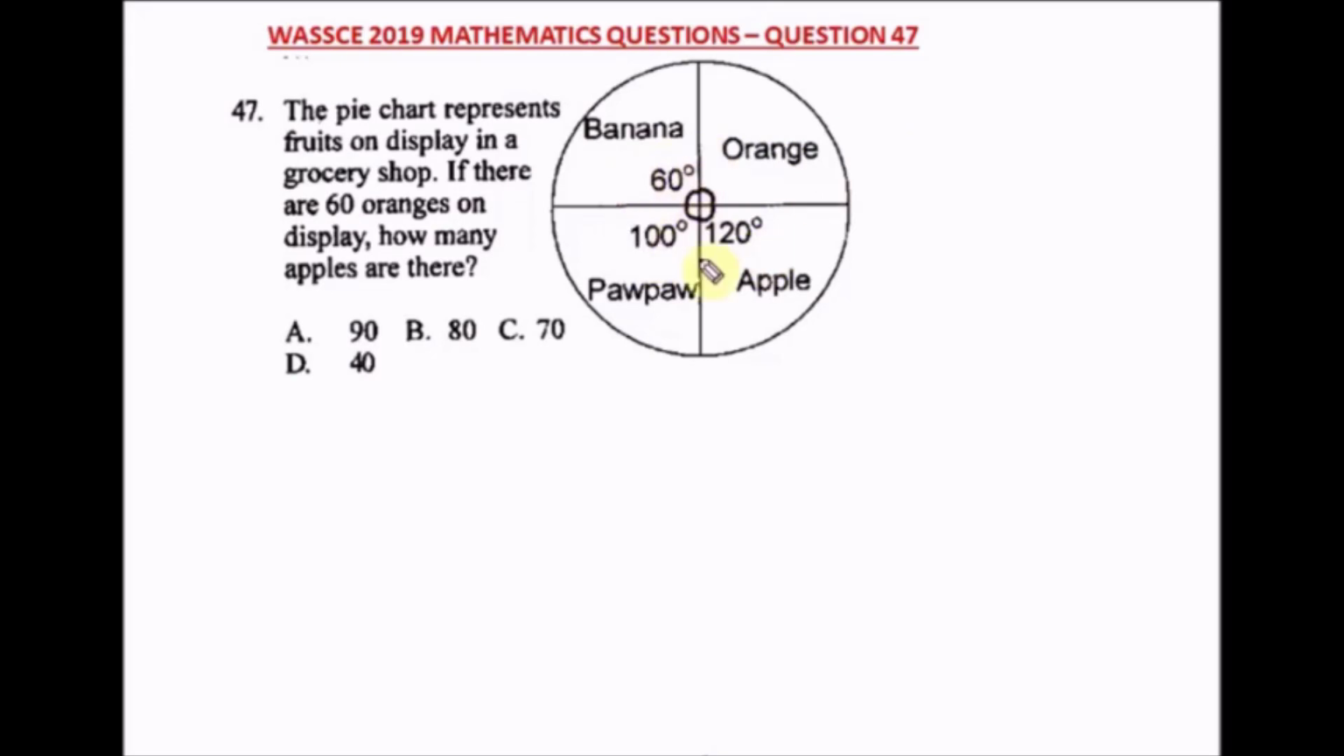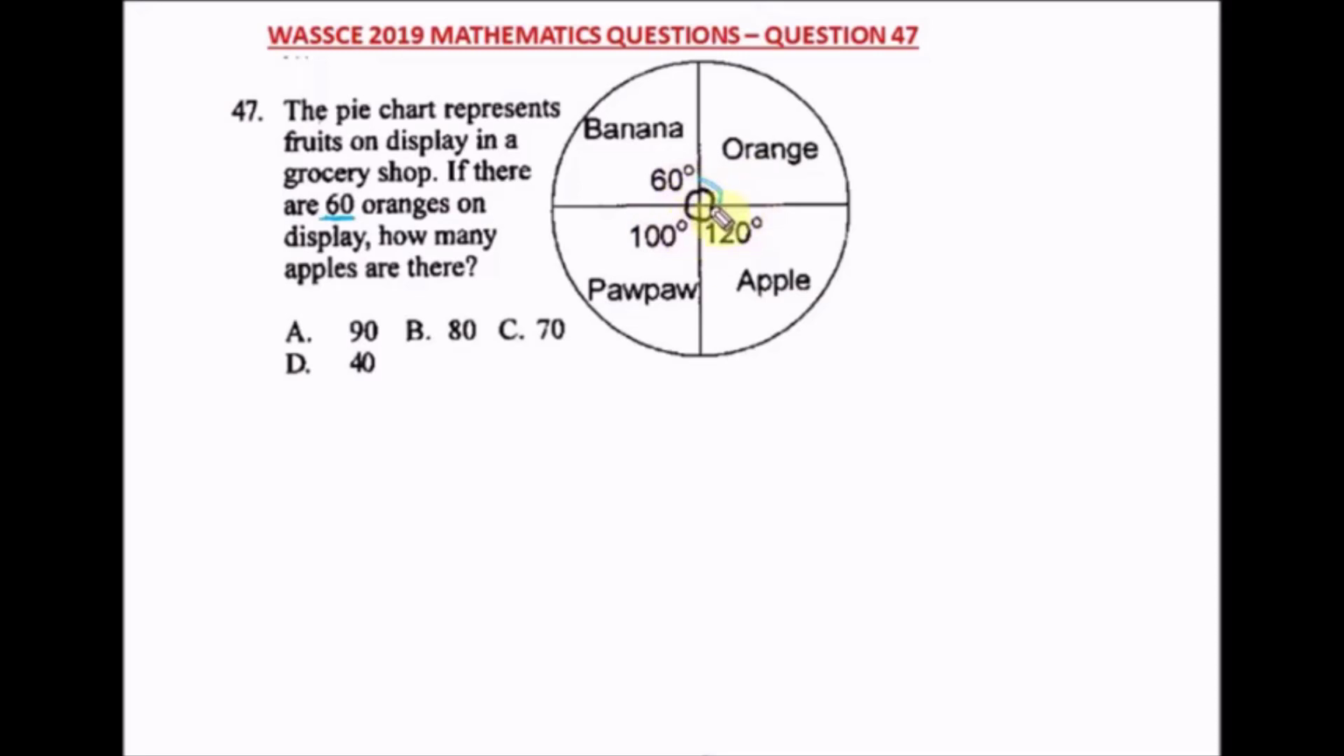So we have this here. The angles on a point, the total sum of angles in a point is 360. So he said if there are 60 oranges on display. Now this is the amount of orange, not the degree that the orange is on the pie chart. This is the amount. Students always confuse the amount with the degree allotted to the particular item. So first of all we have to find the degree allotted to orange.